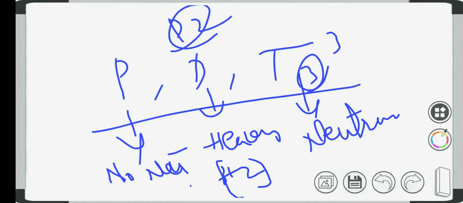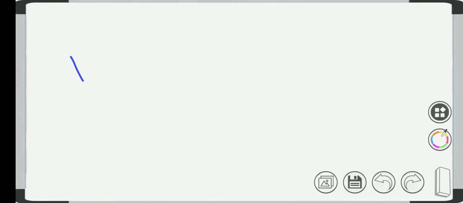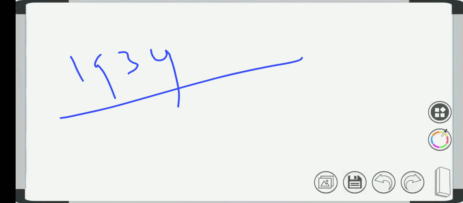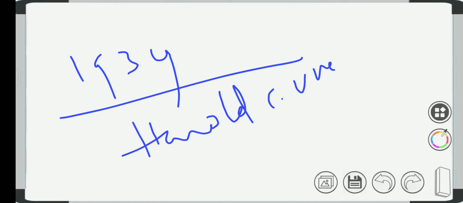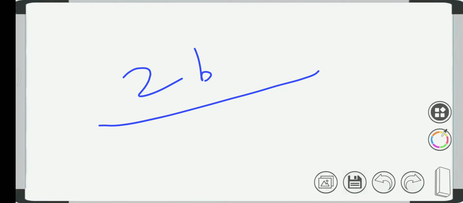In the year 1934, the American scientist Harold C. Urey got the Nobel Prize for separating the hydrogen isotope of mass number 2 by physical methods. Next we will see hydrogen preparation in the laboratory, the commercial production of dihydrogen, and the physical and chemical properties of hydrogen. First we'll see preparation.